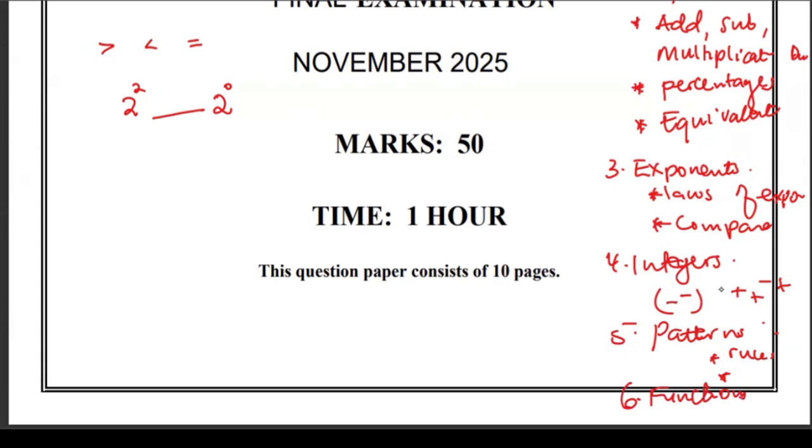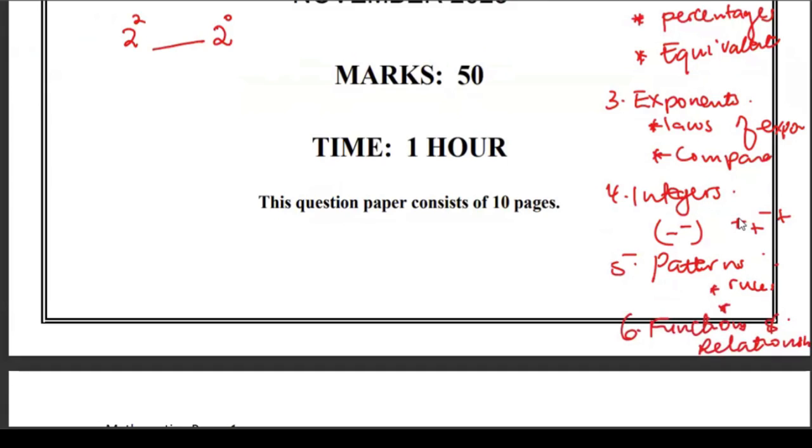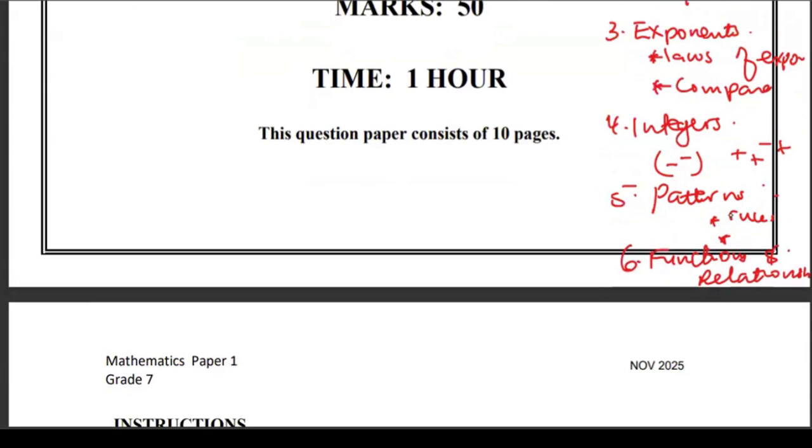Functions and relationships. What this entails is basically the different relationship between numbers. In grade 7, we normally talk about the number sentences, and then you need to know how to draw the table, the flow diagrams, or the spider webs, and then how to get the rules or the equations, basically. So those will be the topics of paper 1.